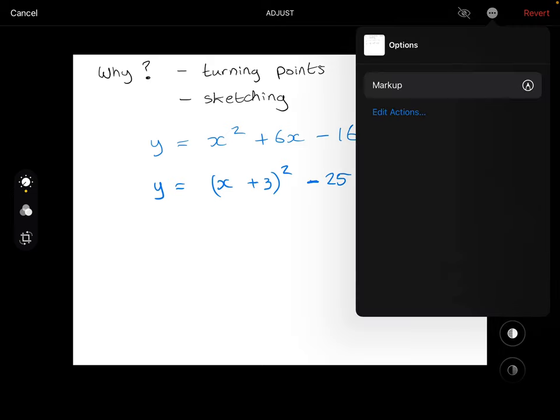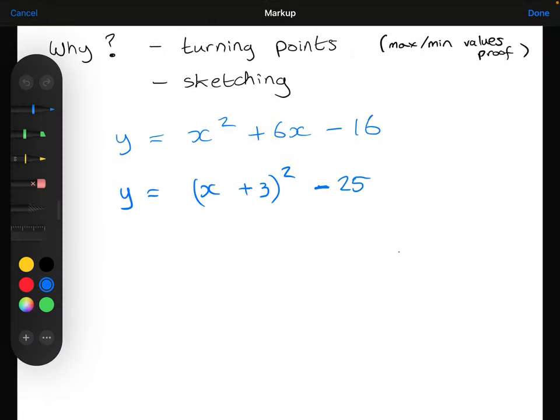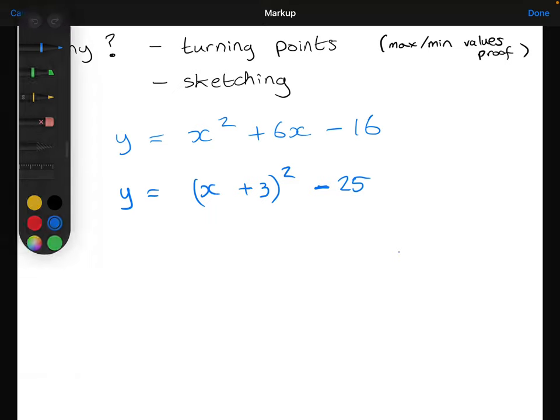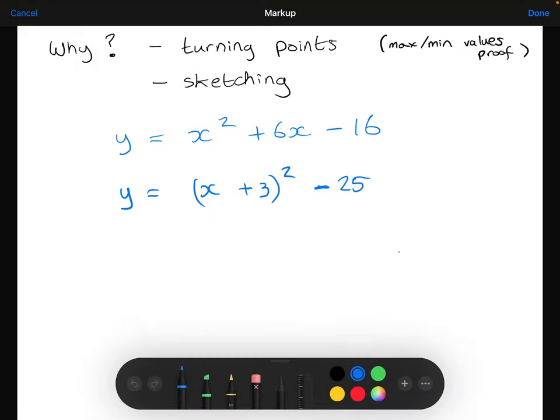Right, let's now talk about why we would want to do this. Well, there's 2 reasons. The first one is to find maximum or minimum values, or to be able to prove that a quadratic is either always positive or always negative, or always above a certain value or below a certain value. So let me explain how we can do that.